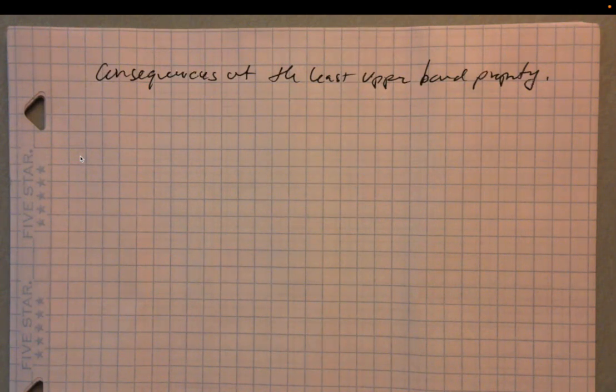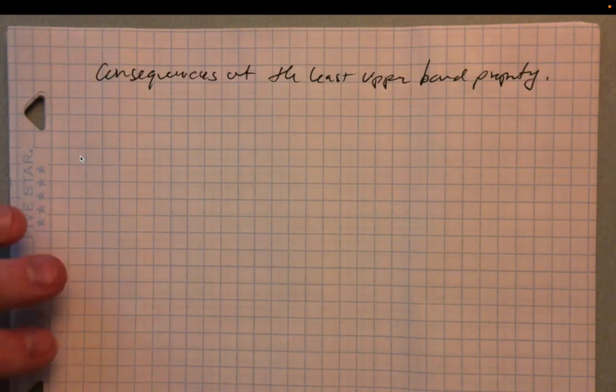But given that we now understand the least upper bound property, we're in a position to see that they're actually consequences of the least upper bound property. They only work because of the least upper bound property. Okay, so let's take a look at a few of these.